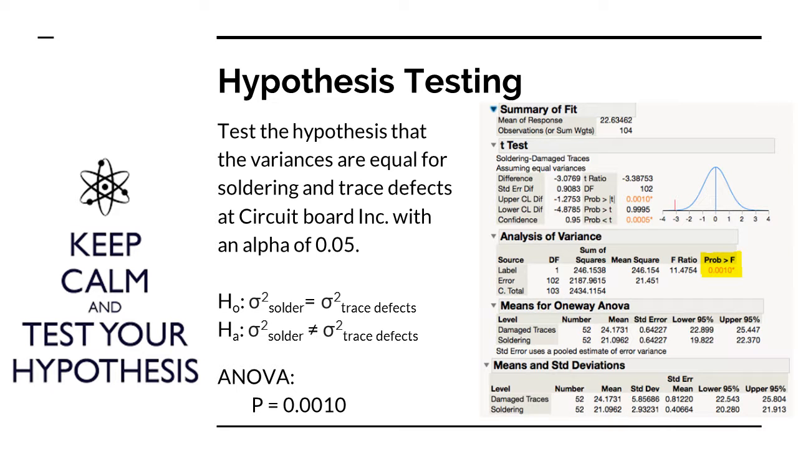We wanted to see if there's a difference in the variances between the soldering and the trace defects at Circuit Board Incorporated. Our null hypothesis was that the variance of the solder is equal to the variance of the trace defects, and our alternative hypothesis was that the variance of the solder is not equal to the variance of the trace defects. We used an alpha level of 0.05, and our ANOVA test showed that our p-value equals 0.001.